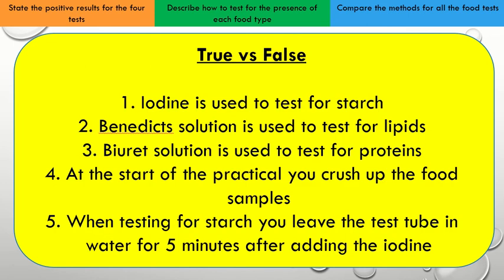So what I would like you to do now, based on these previous slides that we have been learning about, is answer these true versus false tasks. The first sentence is, is iodine used to test for starch? If we think that's true or false, pop that down. Number 2, Benedict's solution is used to test for lipids. Number 3, Biuret solution is used to test for proteins.